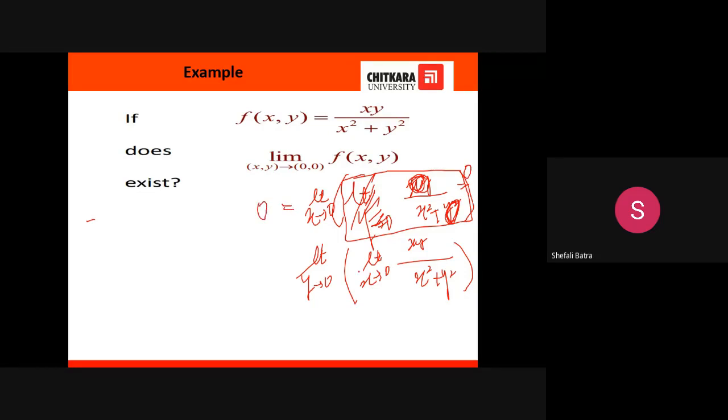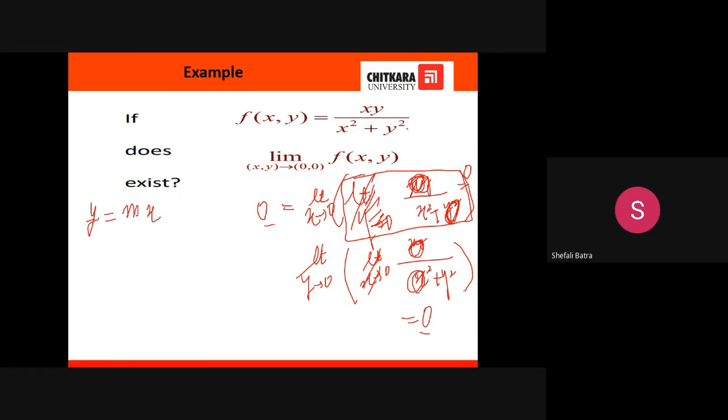Similarly, in case of this, limit x approaches 0, x into something is 0, and 0 plus something is the same value, y square. 0 divided by something is 0. So it would become 0 in both ways. Then I asked you, along these both paths you are getting values 0 and 0. Then we will check another path, y is equal to mx.